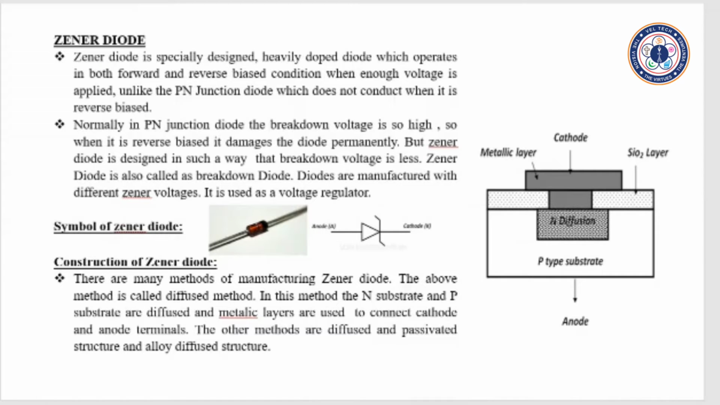We know the PN junction diode. It is a common diode. It will conduct current when it is in forward bias. It does not conduct current when it is in reverse bias condition.